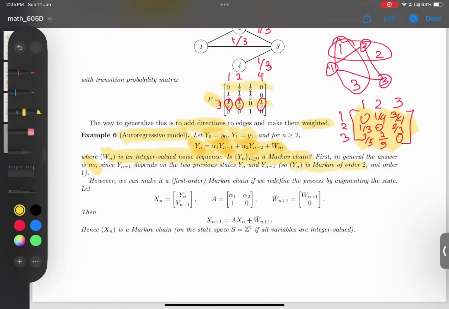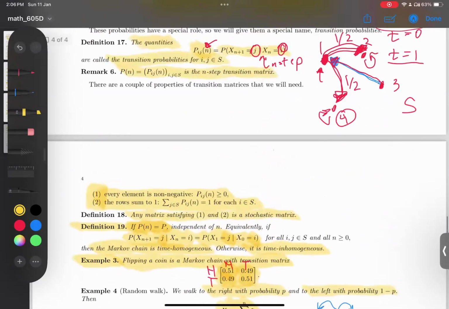And what do I mean by order 2? We can rewrite this as a column vector. And if we rewrite this as a column vector, you can check that this system can be rewritten as this linear system, where A is going to be this matrix, and wn plus 1 bar is going to be this column vector. In this case, we redefined our Markov chain from yn to xn, and xn is going to be a Markov chain which jumps in a state space of integer squares, which is countable. So we still satisfy our definition over here.